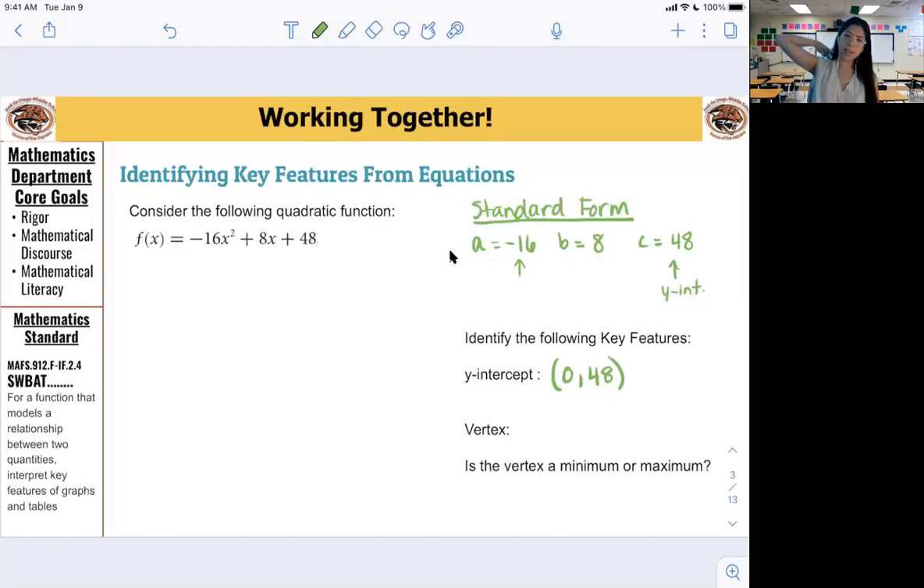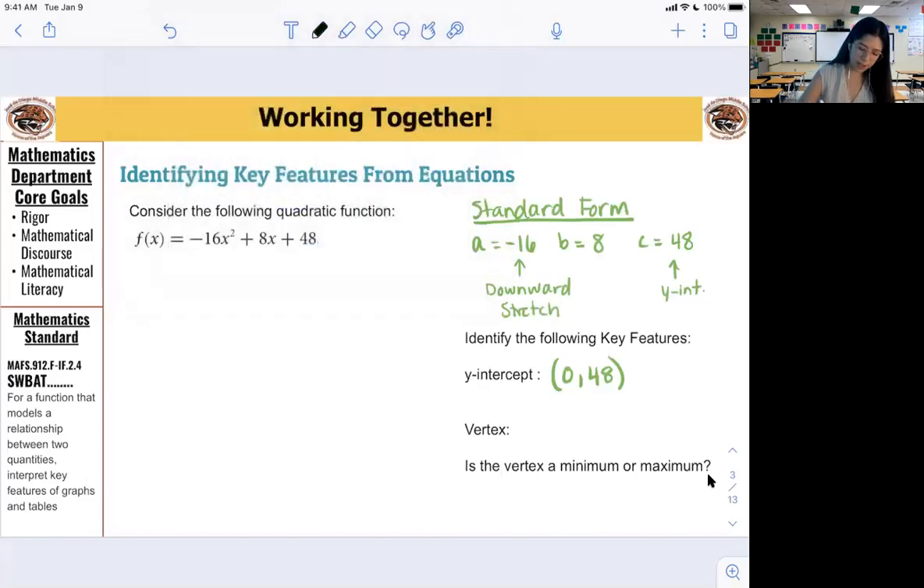Good. So in this case, with -16, which way am I facing? Downward. And that's really good information, because it faces downward. So is the vertex going to be a minimum or a maximum? A maximum.